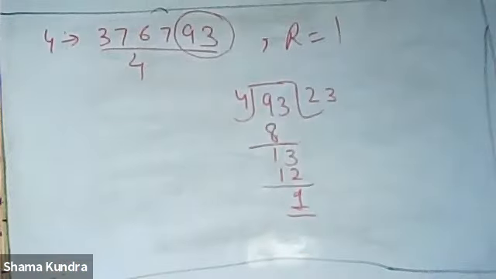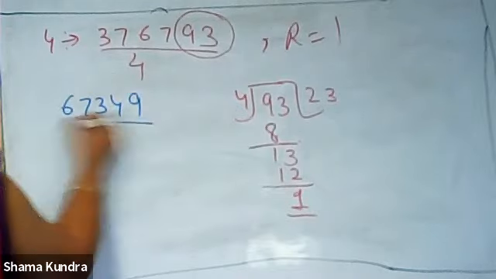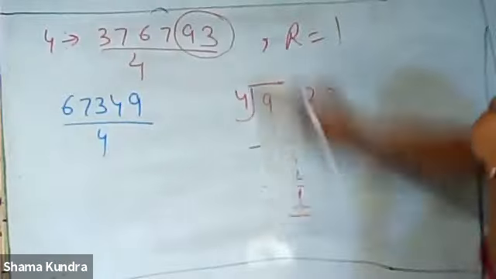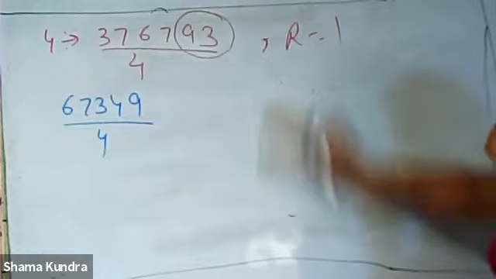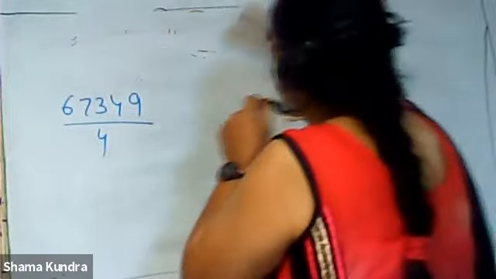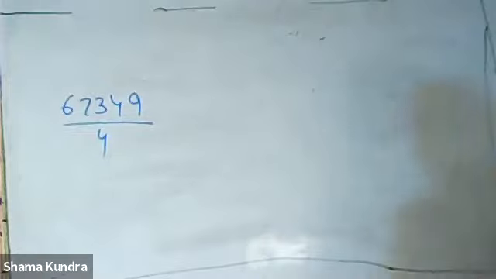I will take one more example. Suppose the number is 673 and I have to divide this number by 4. What I have to do is consider the last two digits. If the last two digits are 0, then the complete number is divisible by 4. Or you have to divide the last two digits by 4.